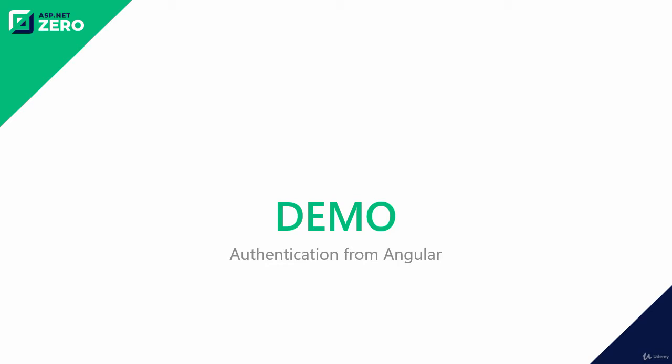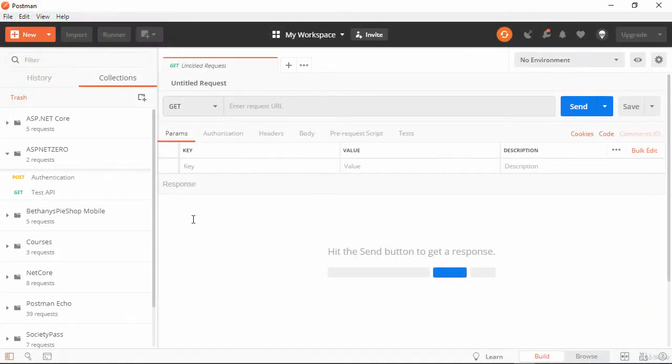Let's take a look at this process in action in the next demo. So in this demo, I'm going to show you how we can authenticate from the client-side code, so from the Angular code into our API.